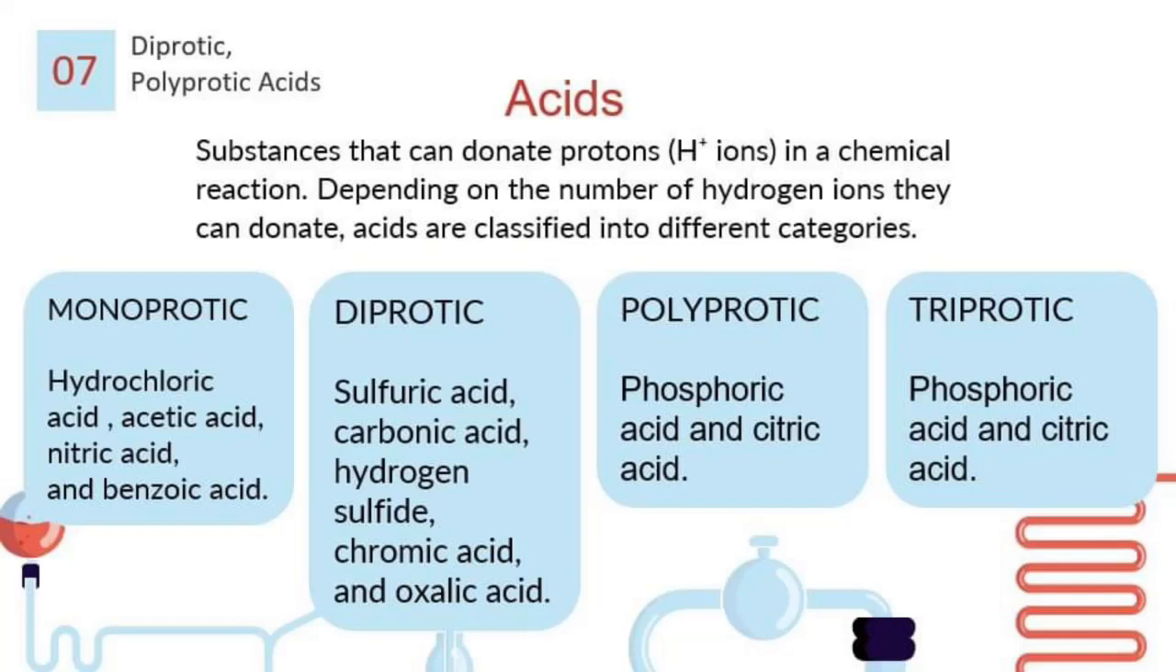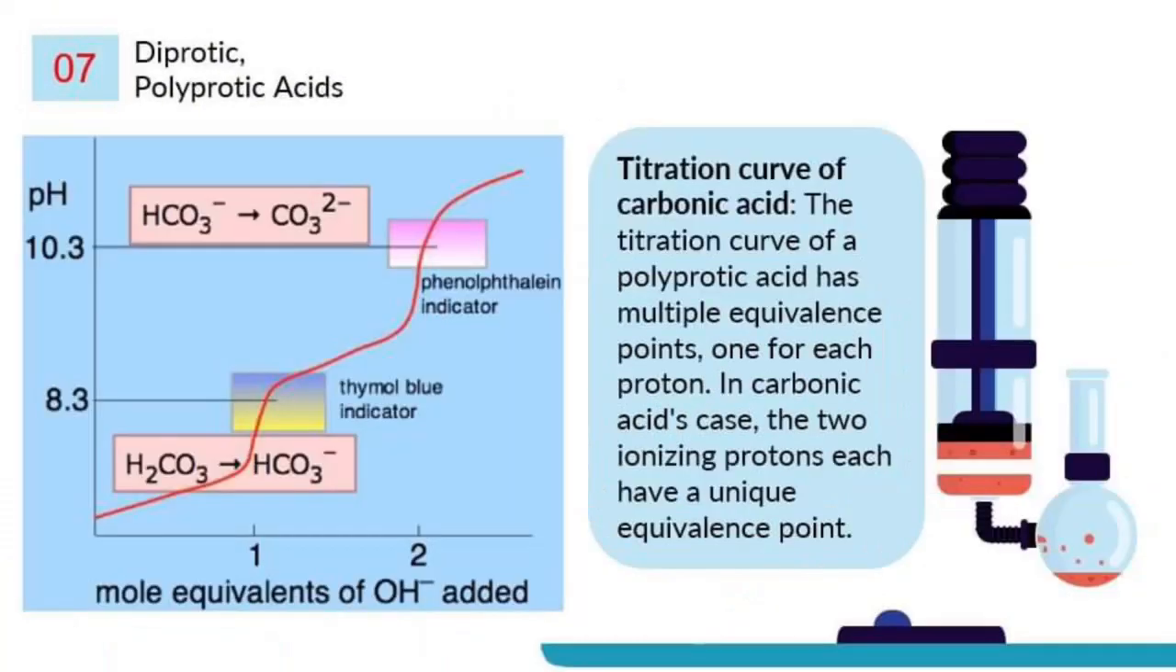Lastly is the triprotic acids, which are a subset of polyprotic acids. They are specifically acids that can donate 3 protons per molecule in an aqueous solution. Phosphoric acid is a common example of a triprotic acid. In a chemical equation, triprotic acids will donate 3 protons.